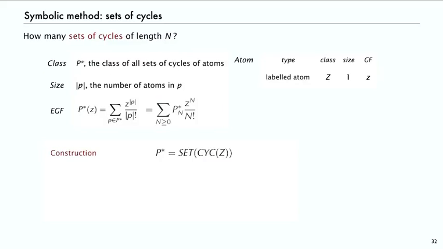What's our construction? It's nothing more than saying a set of cycles of atoms is a set of cycles of atoms. That's what the math says. And it immediately translates from the transfer theorems: cycle of z translates to natural log of 1 over 1 minus z. Set of something is e to that power. And that's just 1 over 1 minus z.